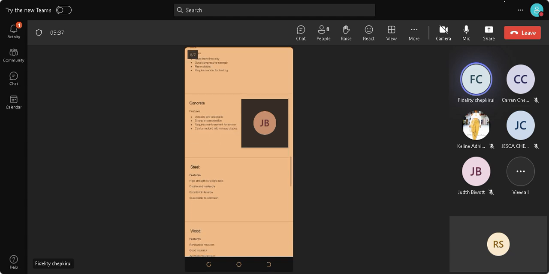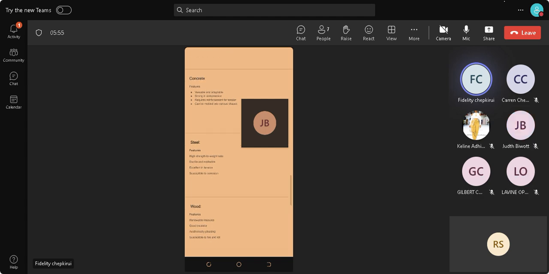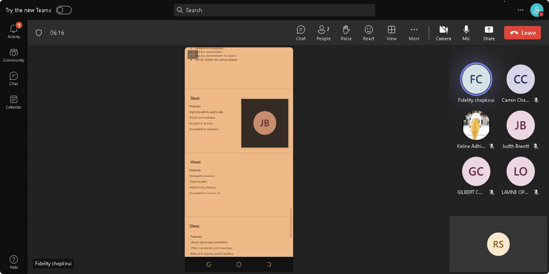Next, we are going to look at the concrete and its features, that is the man-made. They are versatile and adaptable. That means you can adapt easily to any kind of environment. They are strong in compression, which means you can subject them to high pressure or temperature. Also it requires reinforcement for tension, and it can be molded into various shapes, that is when you are making concrete blocks and various types of materials used for construction.